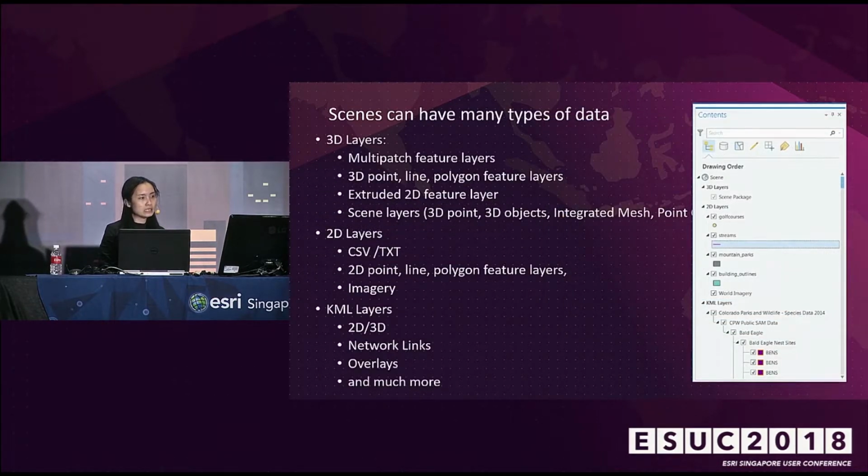There are many types of data that a scene can support. We can support 3D layers, 2D layers, KML layers, and much more. For 3D layers, we can support multipatch feature layers, 3D point, line, polygon feature layers, extruded 2D feature layers, and scene layers. For 2D layers, as we know, we can support CSV, text file, traditional 2D point, and imagery.